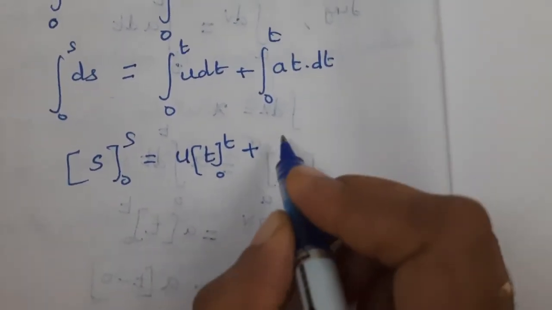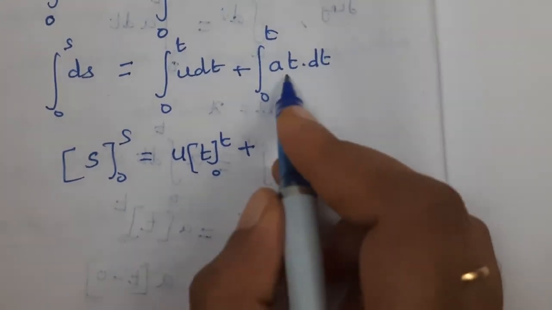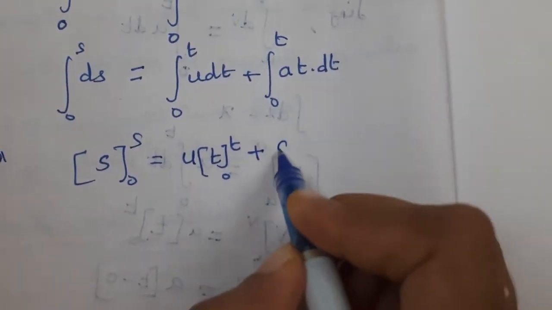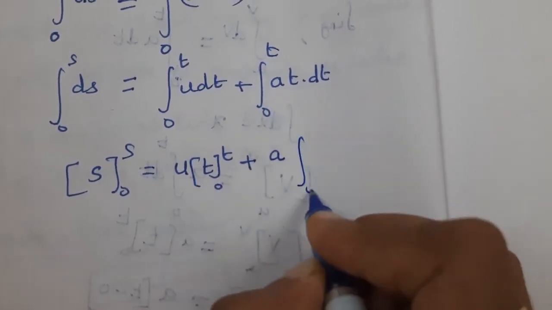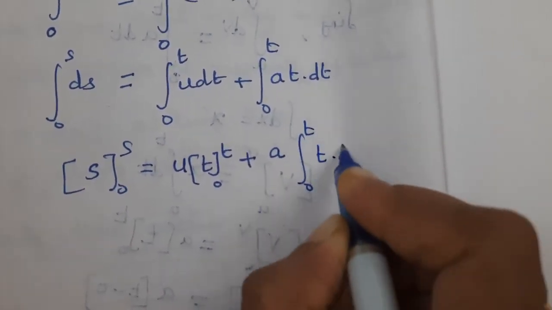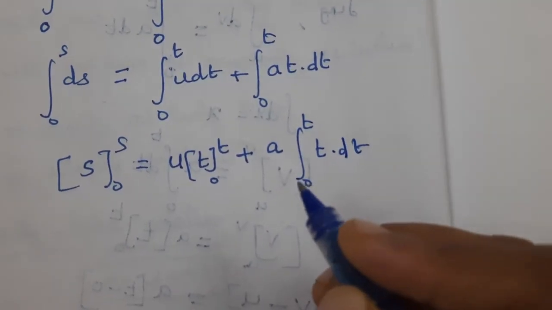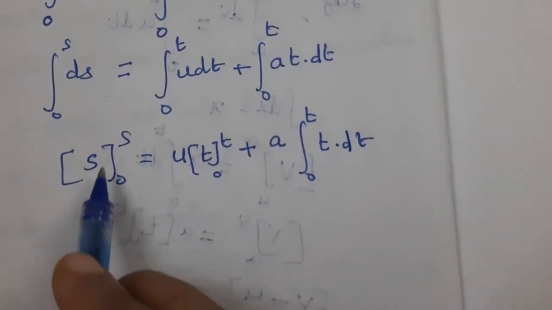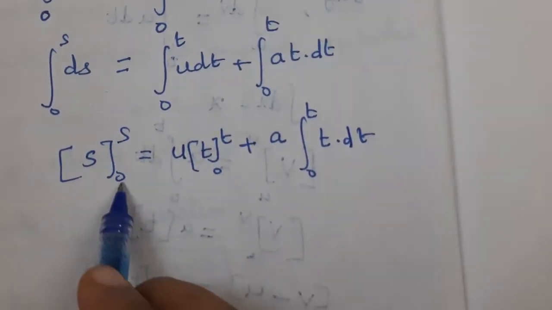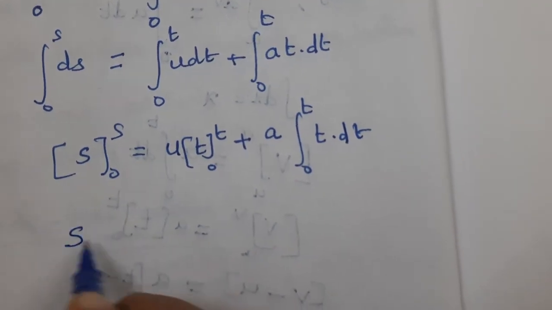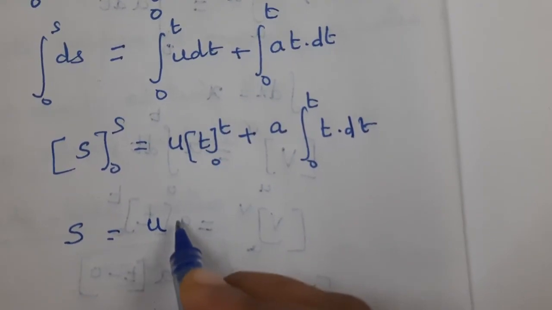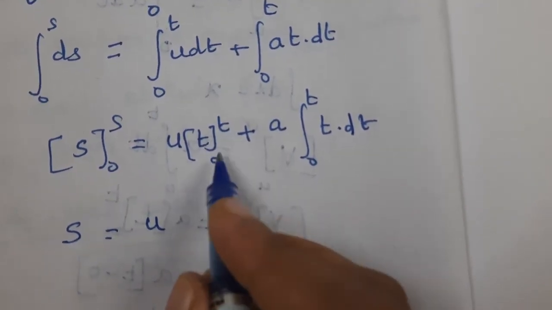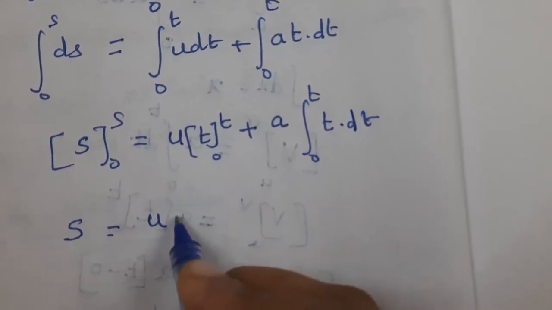Plus a. a is constant, we can take it outside. It is independent of time. And integral 0 to t, t into dt. Here, apply the limit, first upper limit minus lower limit. So, s minus 0, that is s equal to u into t minus 0, upper limit minus lower limit for this. So, we can write t minus 0.